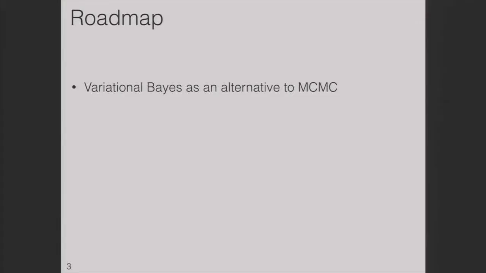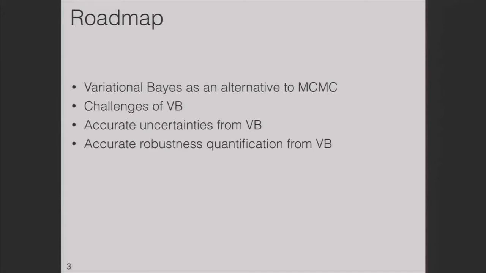Okay, so for the remainder of the talk, I'm going to start by talking about what is variational Bayes as an alternative to MCMC. I'm going to go over this challenge of what's going on. Why is it underestimating uncertainties? How can we correct that? How can we get accurate uncertainties from variational Bayes?